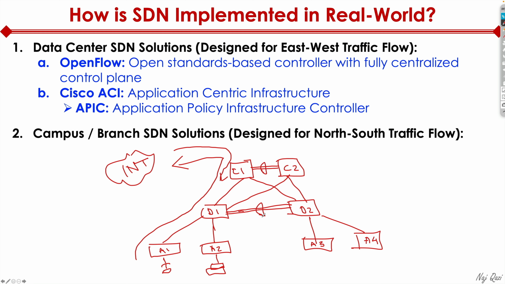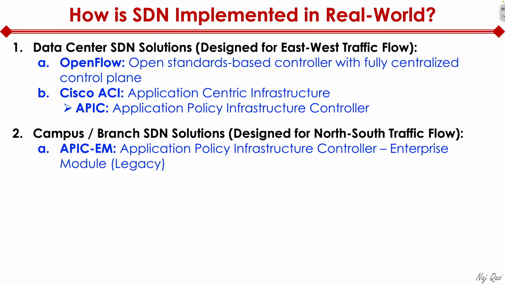As you can see, this is a very different type of traffic profile as opposed to the data center profile. Data center, a lot of traffic east-west within the data center. Within branch, north-south. Hope that clarifies why we have different types of SDN solutions out there.